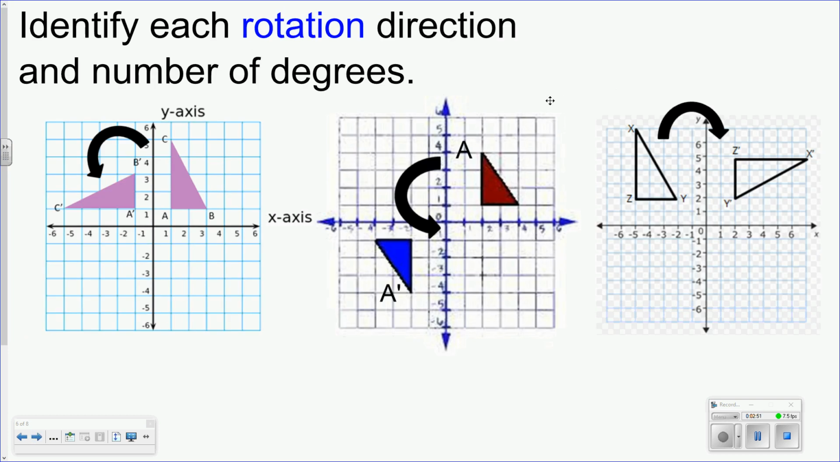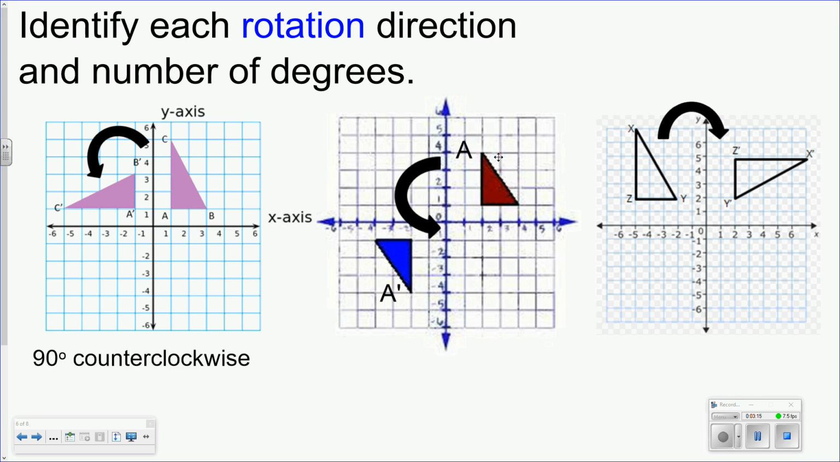Rotation is that turn, so we need to know which way it's turning and how many degrees. So we look at the C. C is up here, and see how the C is kind of pointing up. We were thinking about a clock at 12 o'clock, and then it turns, and it's over here at 9 o'clock. So it turned counterclockwise 90 degrees.